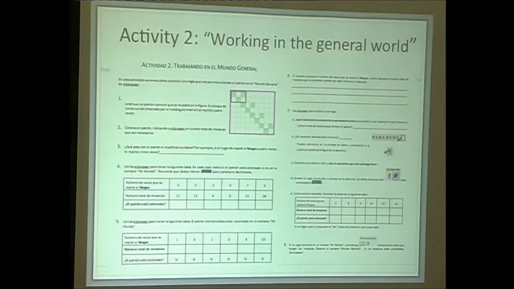The second activity was working in the general world. So the first one was working in my world. This is generalizing. And I'm going to try to see if I can show you both this. Let's see if I go like that. And then I can read it from the... So here in this activity, it says, in this activity we will show you how to build a rule that will allow us to color the pattern in the general world of Expressor.